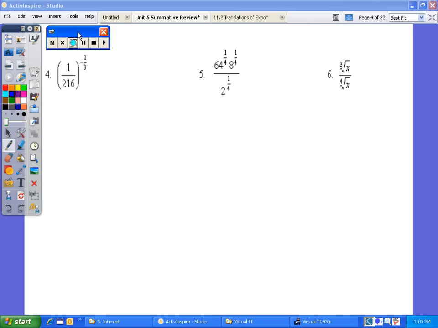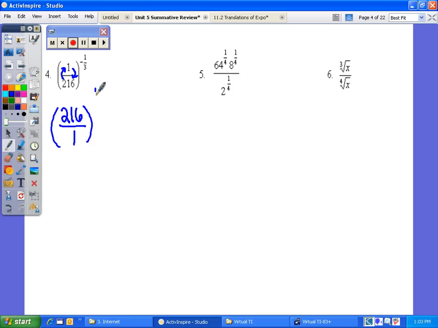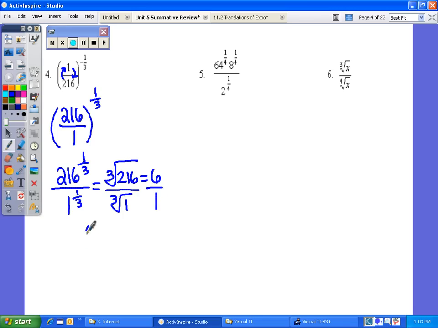Alright, next one we have 1 over 2/16 to the -1/3. You know that whenever you have a negative exponent, you can flip your fraction over, because you can't put 1 over something that's already a fraction. So you can just get the reciprocal. So now you're going to apply that 1/3 to each piece. The third root of 2/16 is equal to 6. The third root of 1 is equal to 1. So your answer is just simply 6.